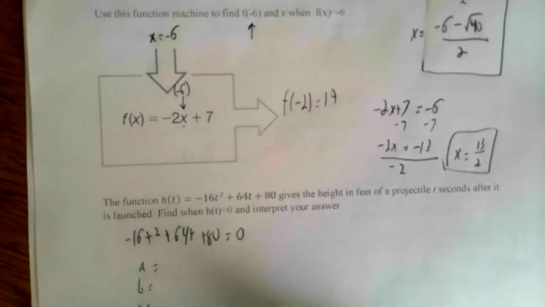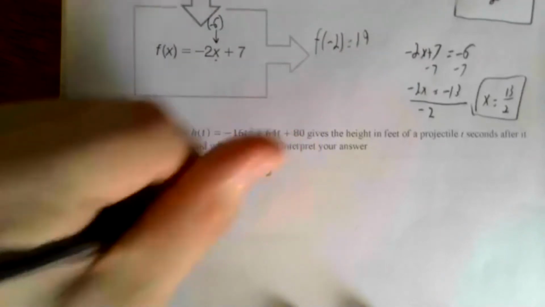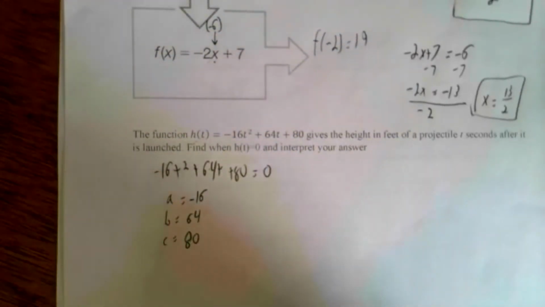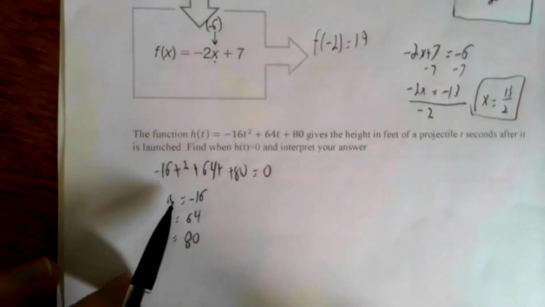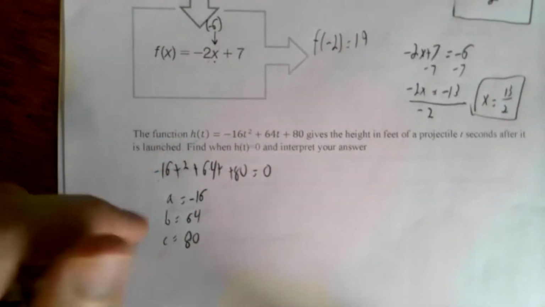So a in this case is negative 16, b is 64, and c is 80. Right? And then what I can do is substitute those three into that quadratic. So instead of saying x is equal to something, my variable this time is t.